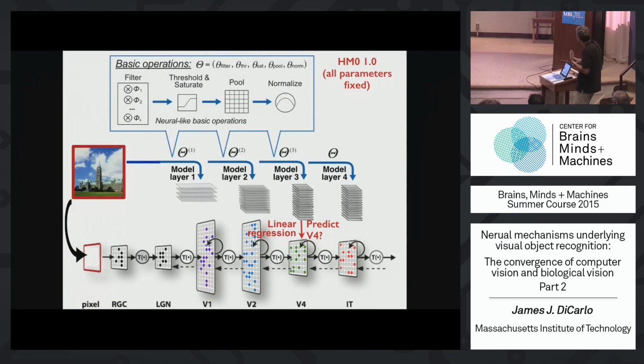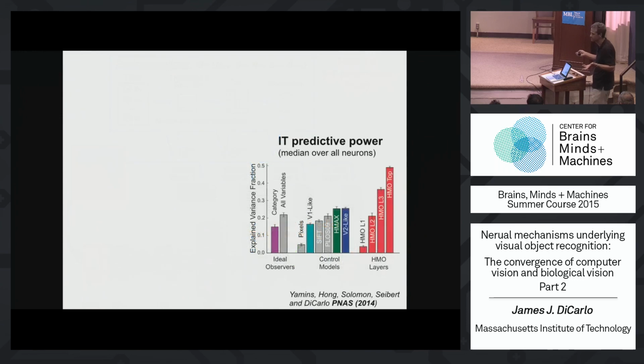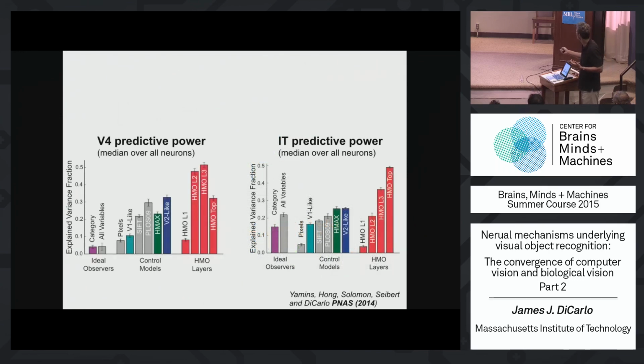So that sort of inspired us to say, okay, what about if we go down and say not just IT, but let's go to V4, because we had a bunch of V4 data. And so we play the same game in V4. Let's take level 3 and see if we can predict V4. And here's the IT data I just showed you a minute ago. And here's the V4 data.